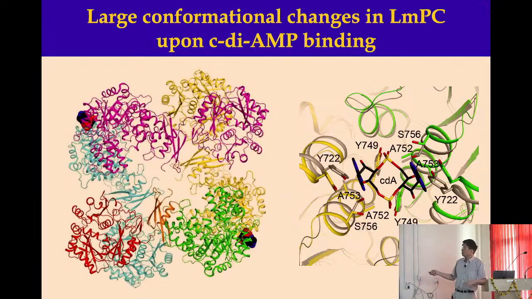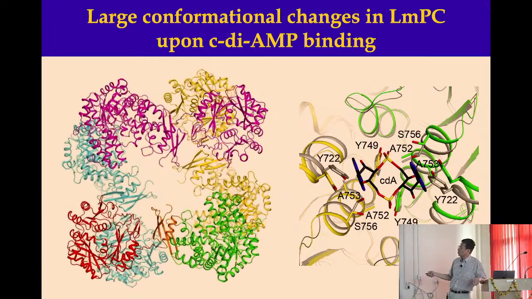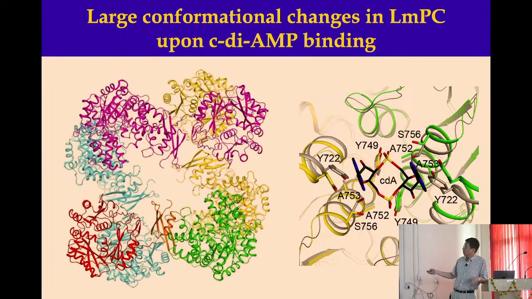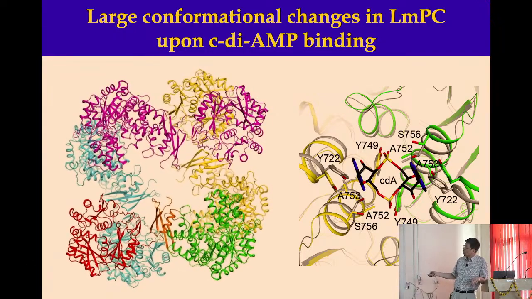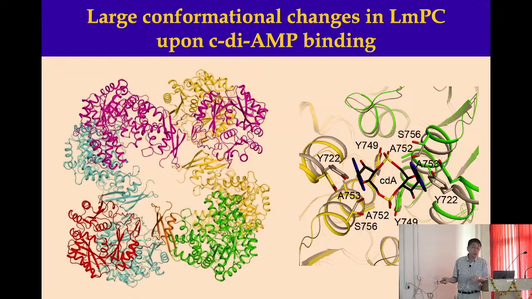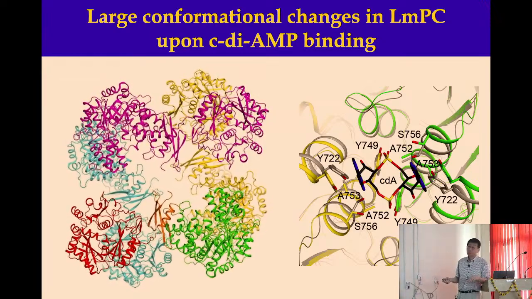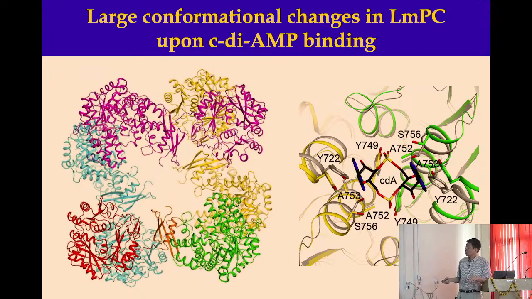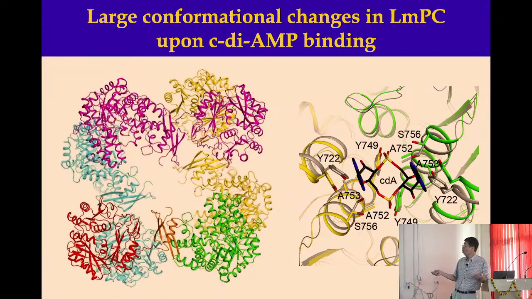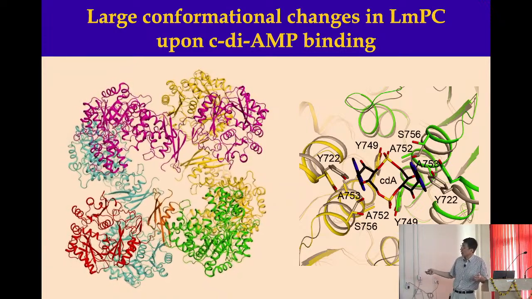So this is basically what I'm showing you. Here is the free enzyme, and here is the complex. You can see the dramatic complementary changes in the tetramer going between the two states. But then the question is, why is this state inactive? Or why is the bound state inactive?